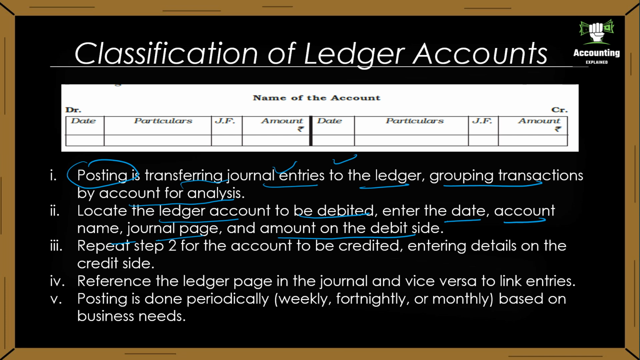on the debit side. So this is the debit side, and the debit side will start with 'To'. So we have to write the date, and whatever the account name, we have to write the journal folio number also, and the amount.